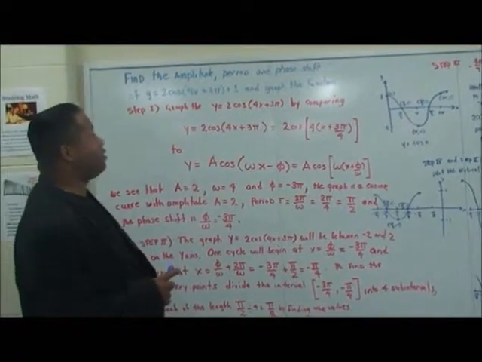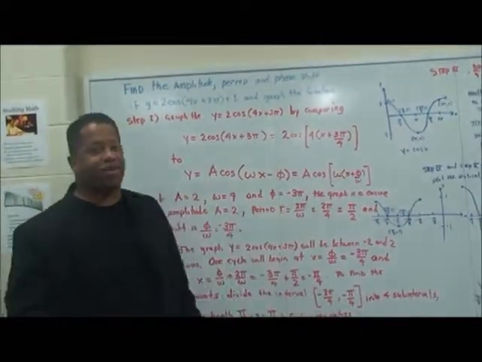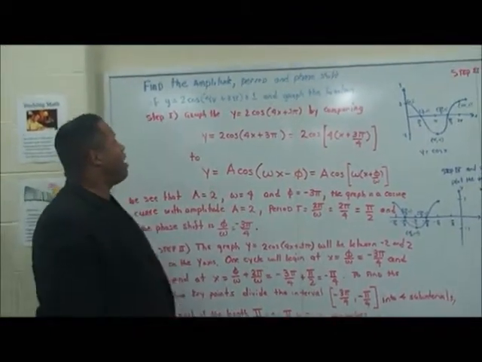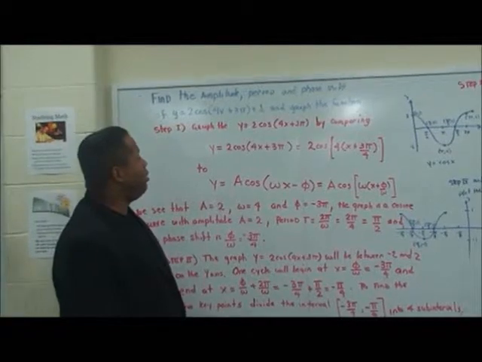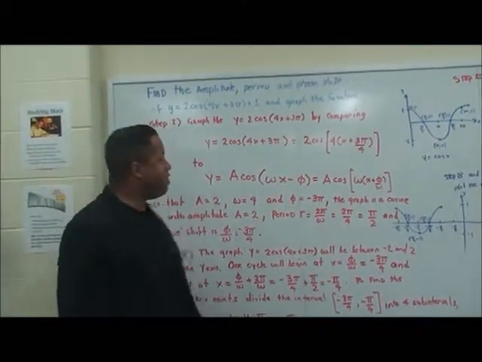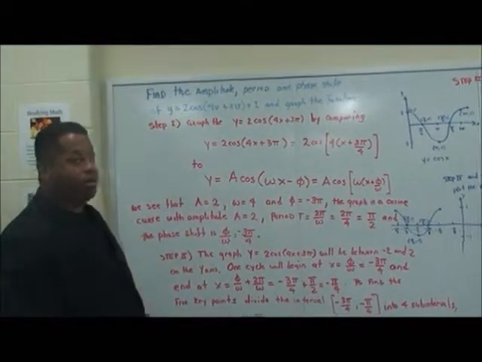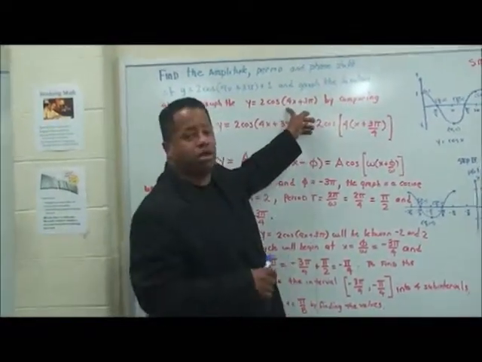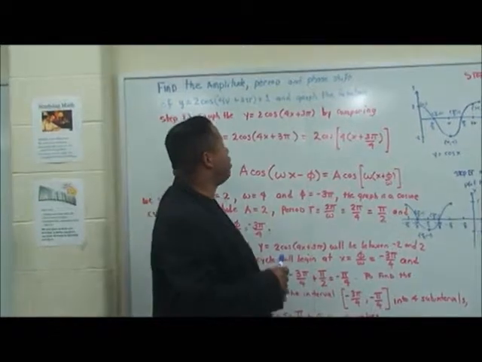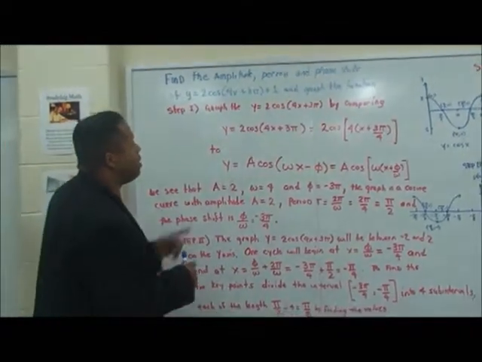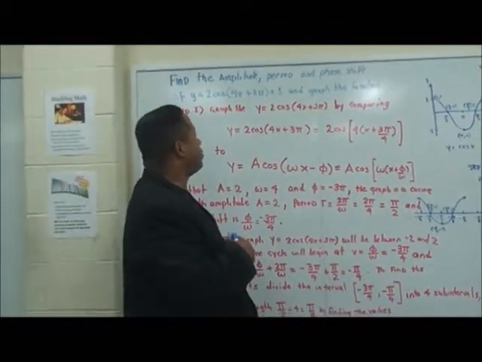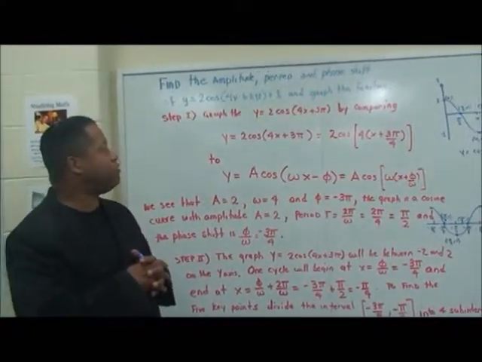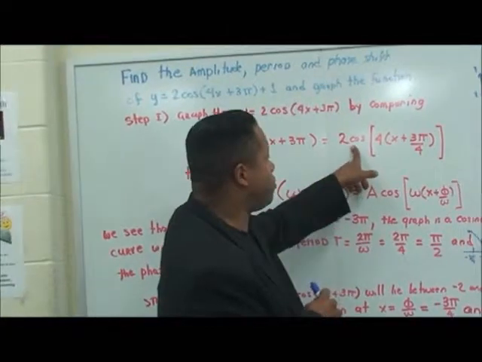We're going to find the amplitude, period, and phase shift of y equals 2 cosine of 4x plus 3 pi, plus 1, and we want to graph the function. So step 1, remember, we want to compare. So y equals 2 cosine 4x plus 3 pi, by comparing this to y equals 2 times cosine.